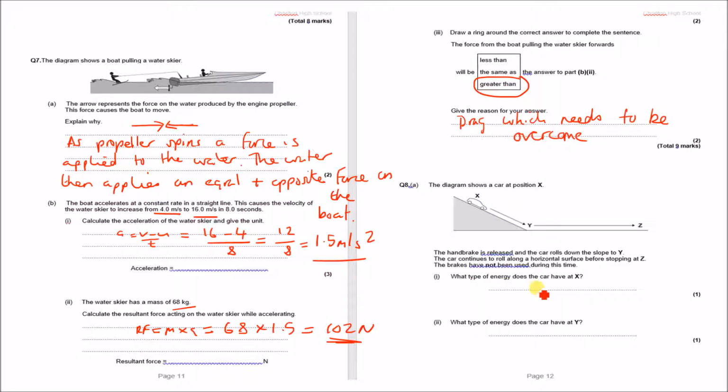Right, what type of energy does the car have at X? Well, that's gravitational potential energy. What type of energy does the car have at Y? It's going to be moving, so that gravitational potential energy store, we've got this store of GPE, and that is going to be transferred to our kinetic energy store. So that's going to be kinetic energy. Remember, kinetic energy is movement energy.